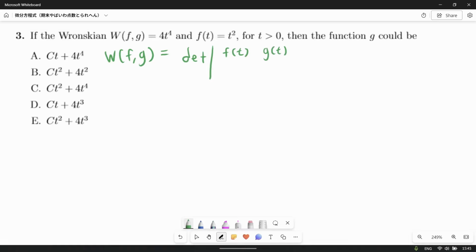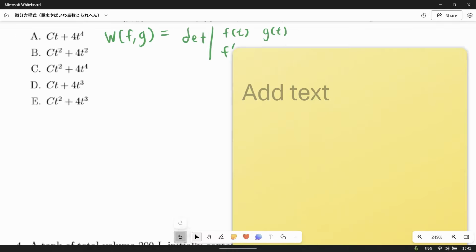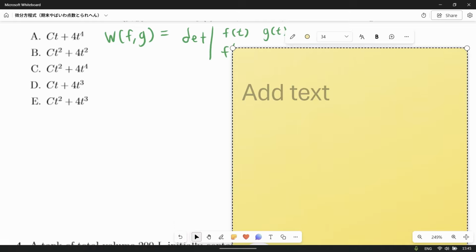So since we have two functions, we're going to have a 2x2 square matrix with just one derivative. And if you had three functions, then you'd have a 3x3 matrix, and you'd be including the first derivatives as well as the second derivatives of those functions, so that you could end up with a 3x3 matrix. So for this case, the determinant is going to be a 2x2 matrix. So f of t, f prime of, okay, my computer is bugging out again. Okay, there we go.